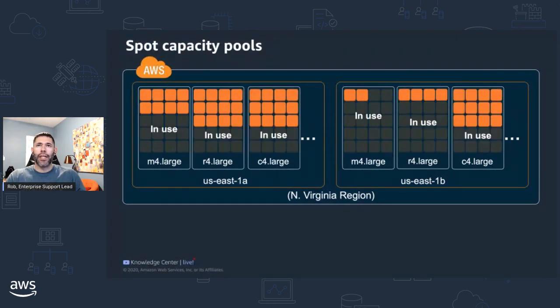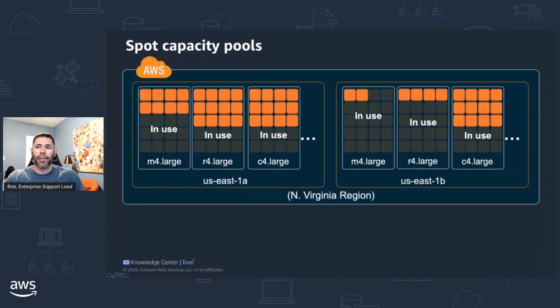As we can see here, we have some capacity pools and various types of instances that are in use. We have a majority of the M4 large in use, some R4 large in use, and some C4 in US East 1A. If we look at US East 1B, we've got far more capacity in use there for M4 larges, R4s, and C4s. But these are treated as two separate capacity pools, and like I mentioned, we're going to cover how you can take advantage of that using auto scaling in this capacity optimized configuration.